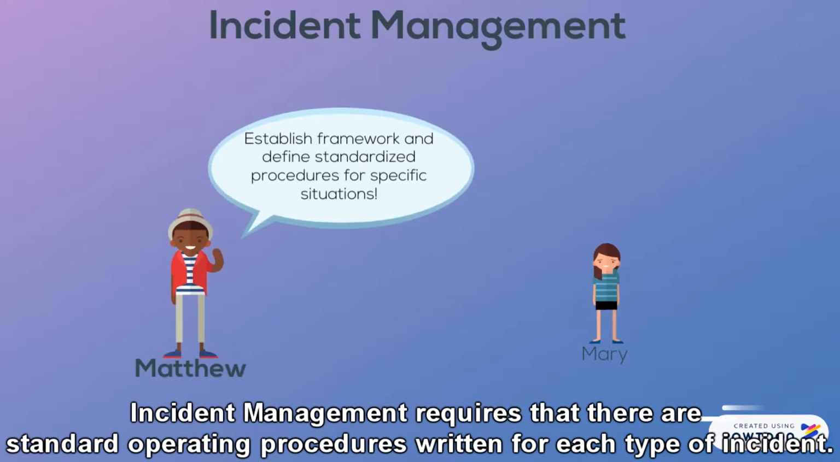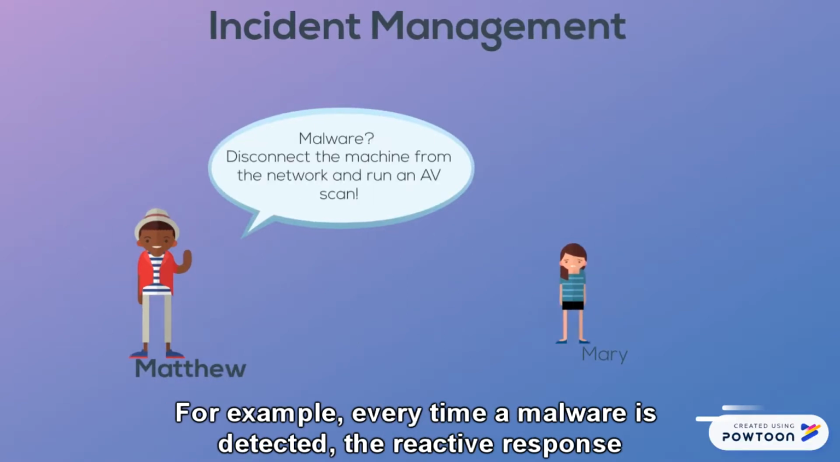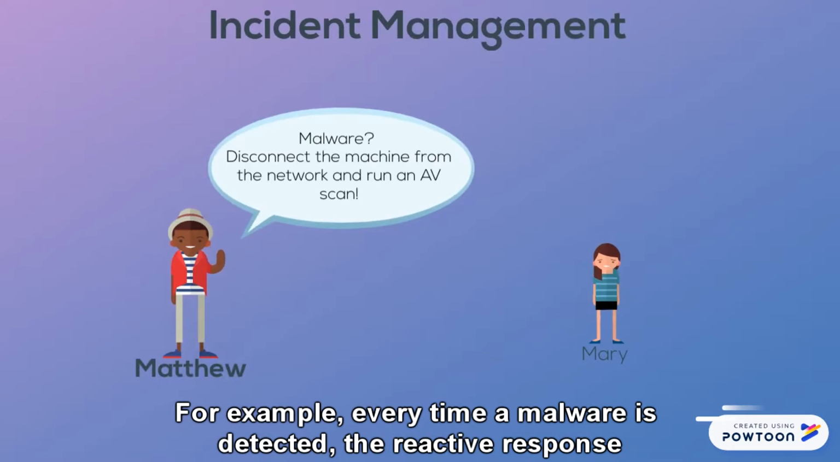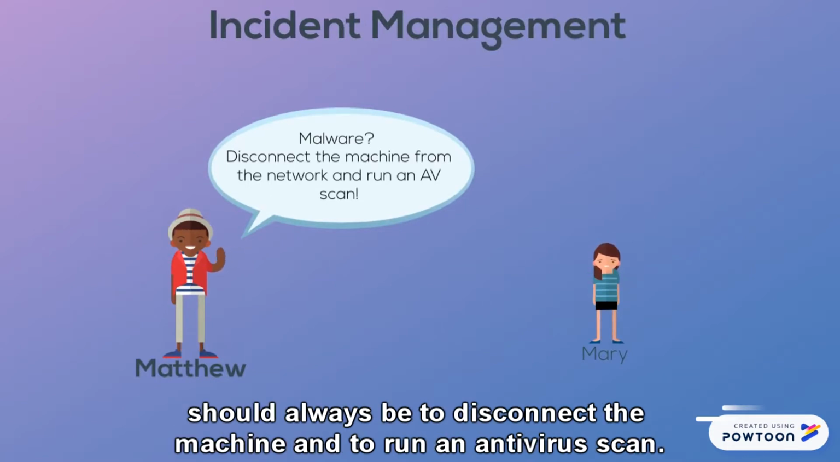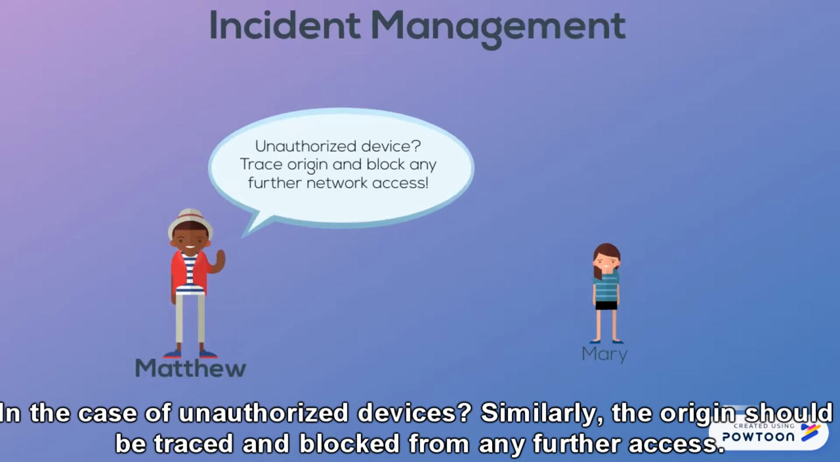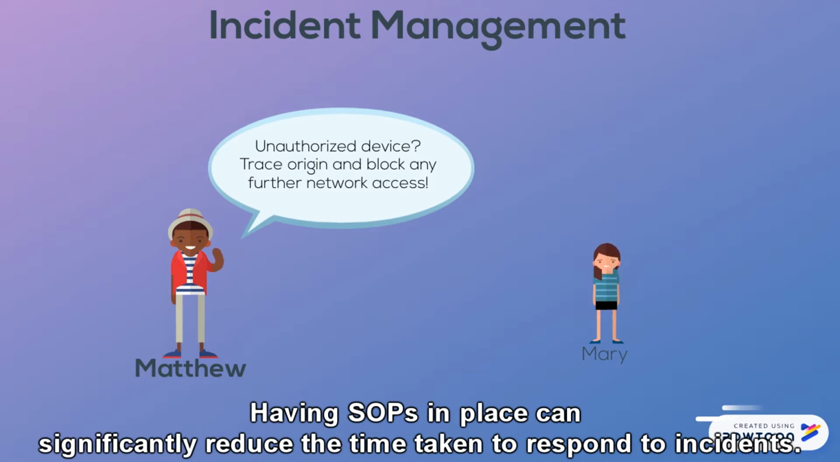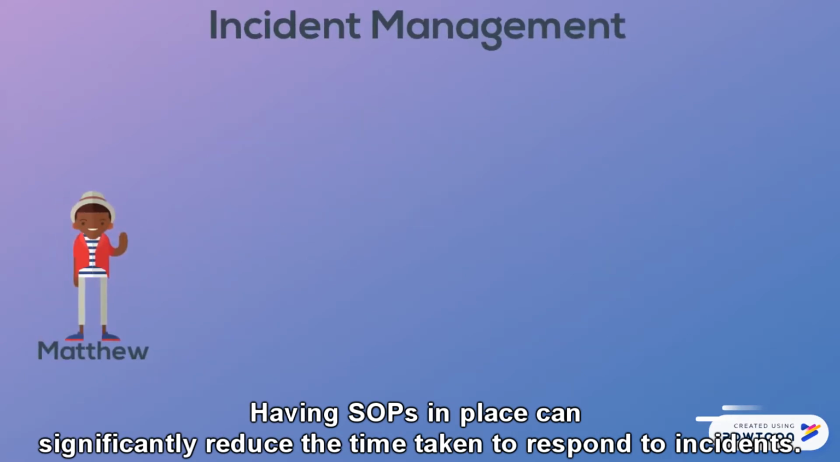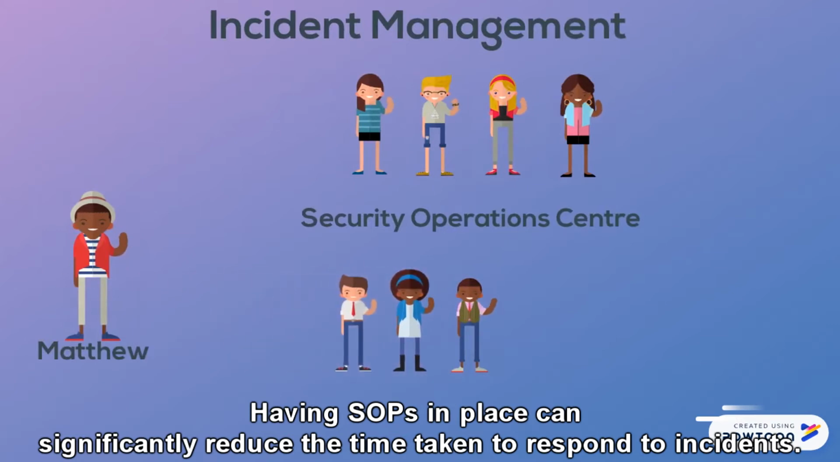Incident management requires that there are standard operating procedures written for each type of incident. For example, every time a malware is detected, the reactive response should always be to disconnect the machine and to run an antivirus scan. In the case of unauthorized devices, similarly, the origin should be tracked and blocked from any further access. Having SOPs in place can significantly reduce the time taken to respond to incidents.